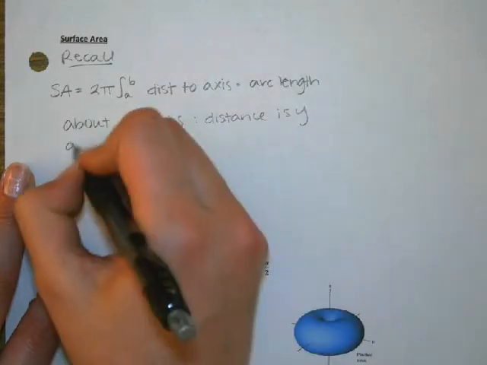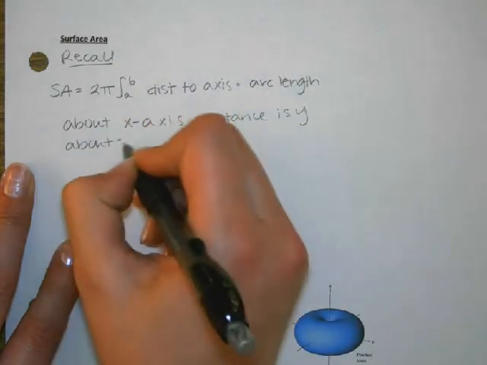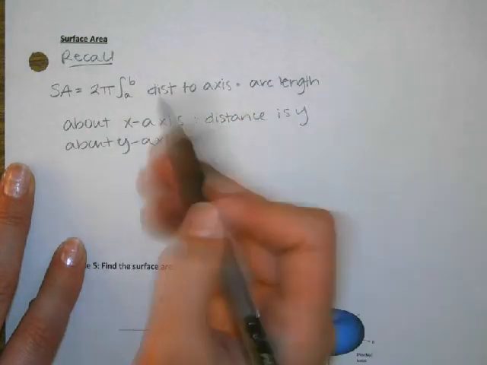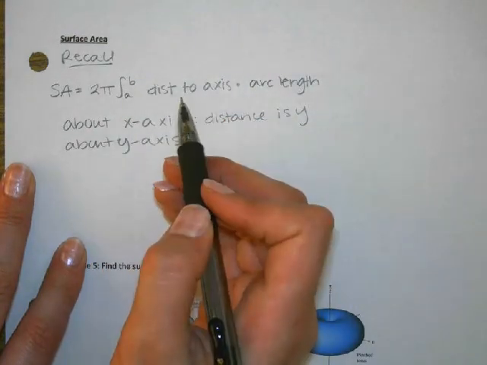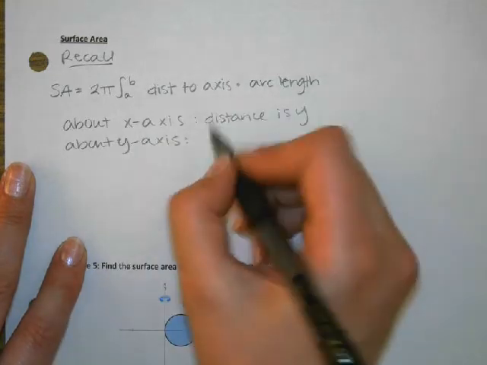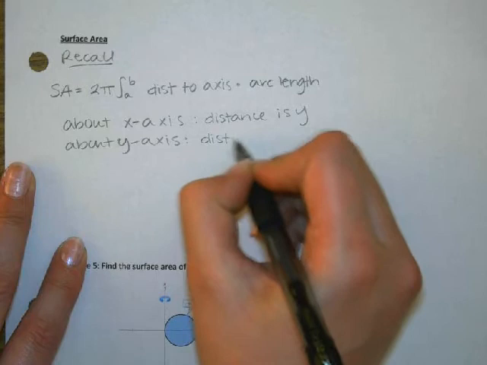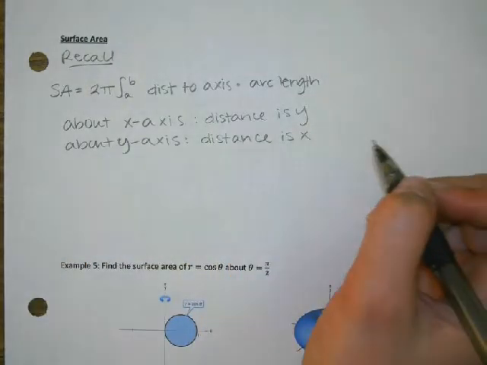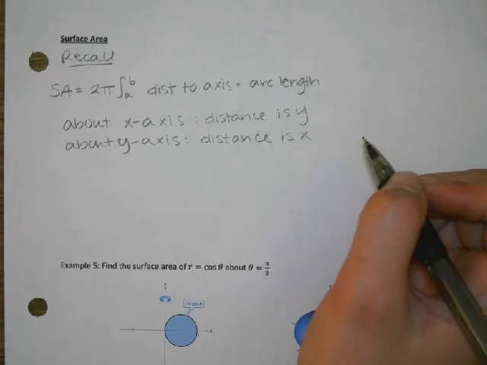And then if it was revolved around the y-axis, then that means it's revolved this way, and the distance between the curve and the axis was a length of x. And we just used the letter x. We don't have to, those were kind of easier. So that's what we've done in the past.